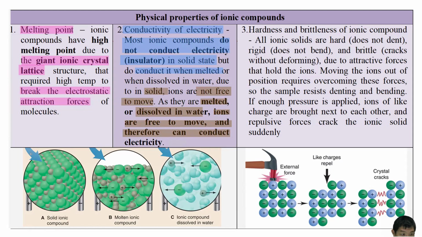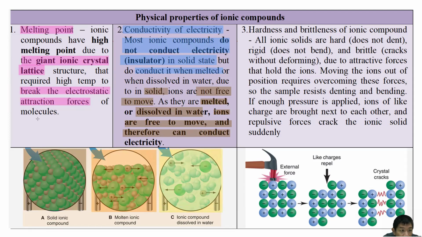As exemplified in the diagram here, this is how the ionic compound looks when it is solid. The ions are not free to move, so it cannot conduct electricity. But when it is molten, or melted, the ions are free to travel and hence conduct electricity. The same goes for when you dissolve it in an aqueous solution, so it can also conduct electricity in the aqueous state.